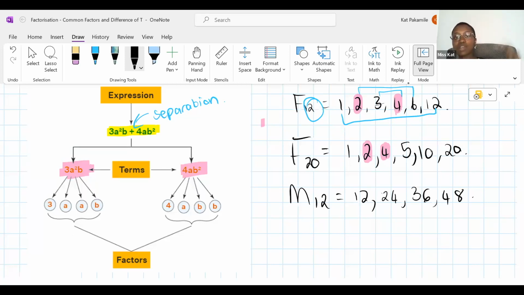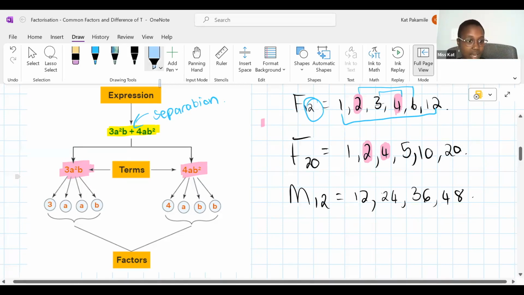So multiples are you counting up in that number. If I say multiples of 2, you are counting up in 2. So it's 2, 4, 6, 8, 10, 12. Whereas factors of 2 are, what can I divide 2 by and not get a remainder? And that would only be 2 and 1. You see? Yes, ma'am. Do you understand now? Yes, ma'am. Thank you, ma'am. Wonderful. You're welcome.